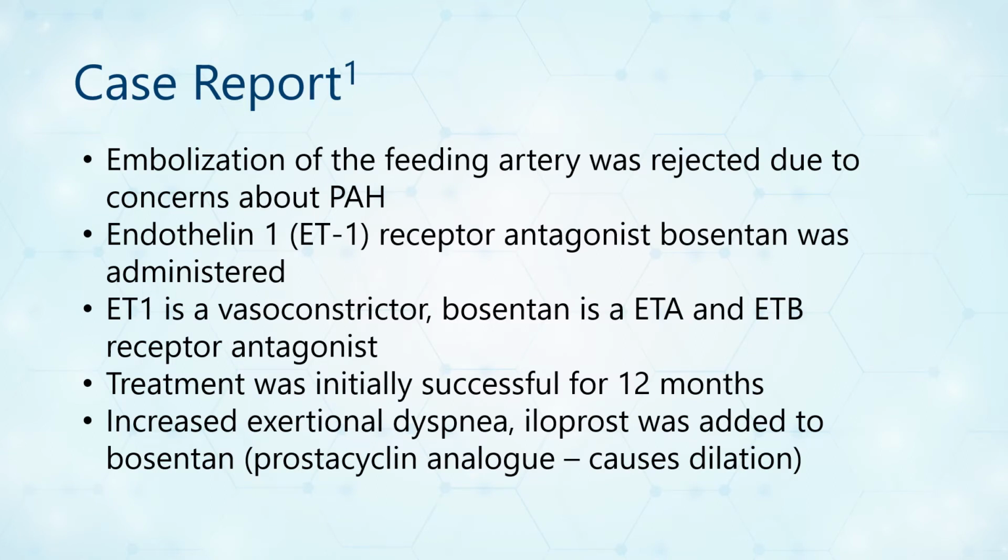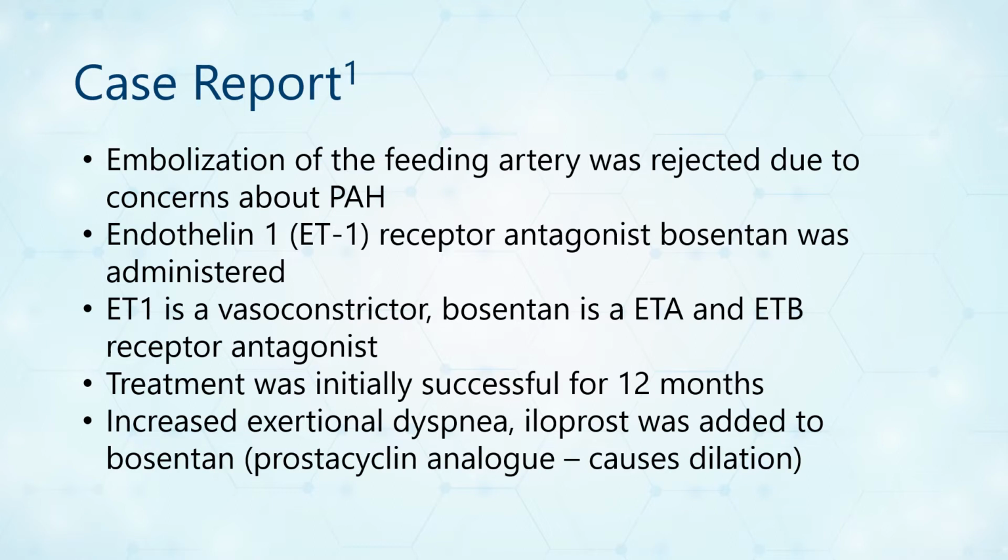So one of the things you could do is you could embolize, block that feeding artery. The problem is that the patient already has increased pulmonary hypertension, and if you go in there and you embolize that feeding artery, you're going to increase the pressure. That's kind of the opposite of what you're trying to achieve here. So instead, what they elect to do is an endothelin-1 receptor antagonist.